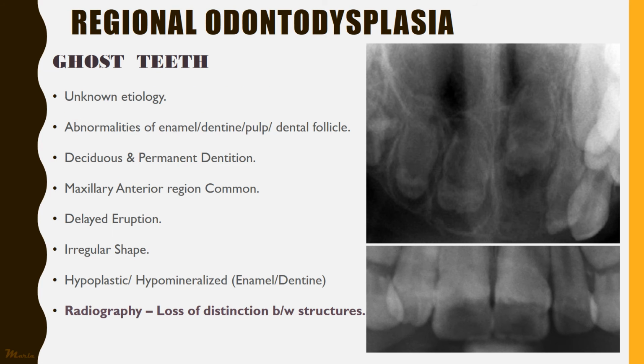Moving on to the next topic, that is regional odontodysplasia. This is also referred to as ghost teeth. This is because of a developmental anomaly, which is because of a genetic defect. However, the gene responsible has not been identified. In regional odontodysplasia, there are abnormalities involving the enamel, dentin, pulp and the dental follicle. It affects both the deciduous and permanent dentition.